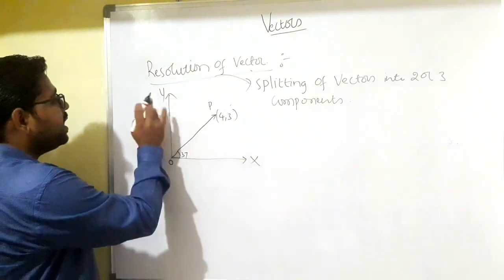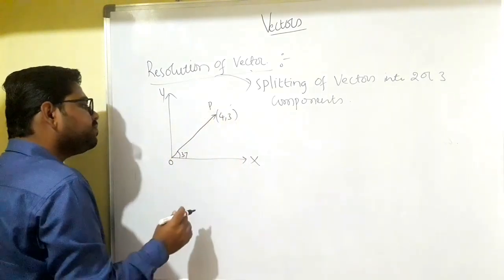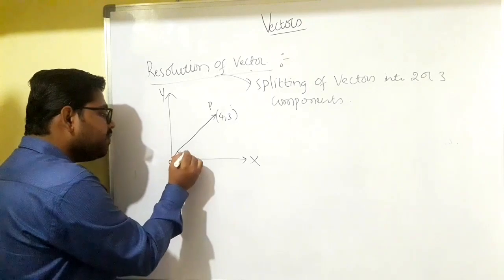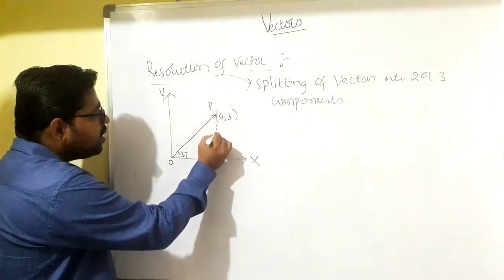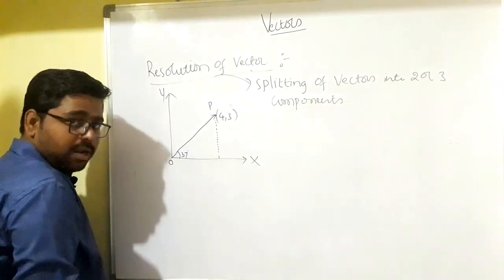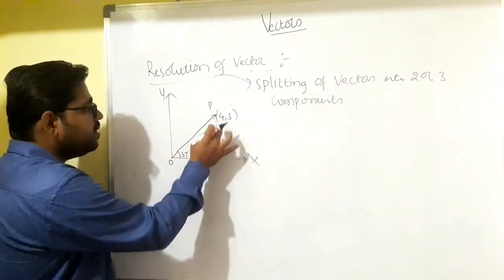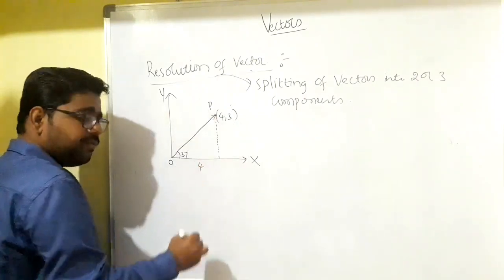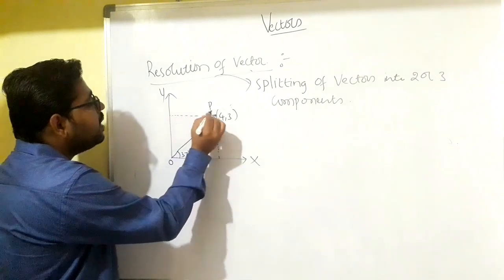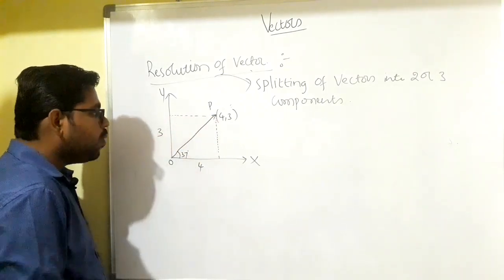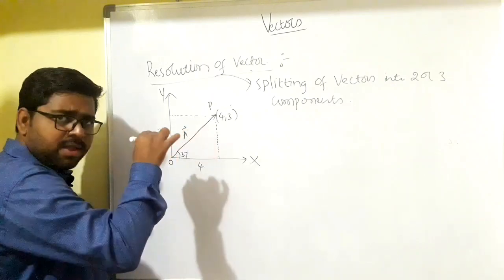Let's consider here in the xy plane I marked the 4, 3 point. Now it is making an angle of 37 degrees. Along the x-axis, this is 4, so this has to be 4 units. Along the y-axis how much is it making? It is making 3 units. Now what is the value of this particular vector? Simply, I want to calculate the magnitude.